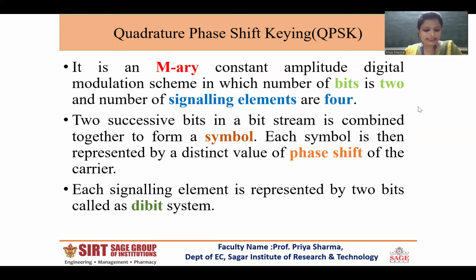So basically, it is an M-ary constant amplitude digital modulation scheme in which the number of bits is 2 and the number of signaling elements is 4. Two successive bits in a bit stream are combined together to form a symbol. Each symbol is then represented by a distinct value of phase shift of the carrier. Each signaling element is represented by 2 bits and is known as the dibit system. QPSK will have 4 different phase shifts separated by multiples of 90 degrees of the carrier signal.